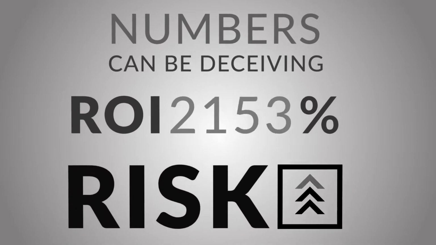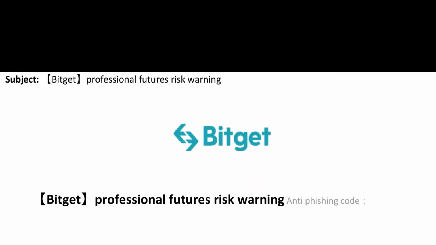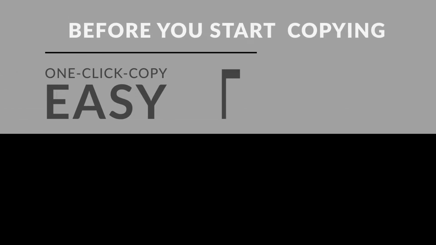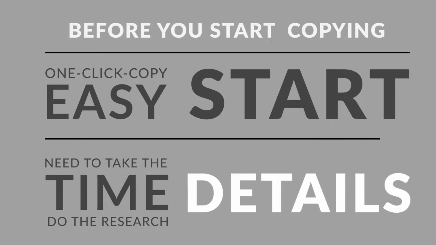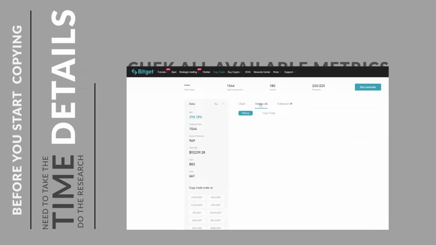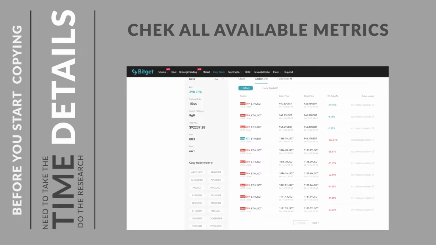If you see stellar results with thousands of percentages in profits within a short period of time, you can be certain of one thing: that trader will liquidate your account in an equally short amount of time should you decide to copy. Bitget made it really easy with the one-click copy function to start copying a trader, but you actually need to take the time and do the research in the details. So dedicate your time to go through all the available metrics and the historical trades. Try to figure out how the trader manages risk and make your decision accordingly.